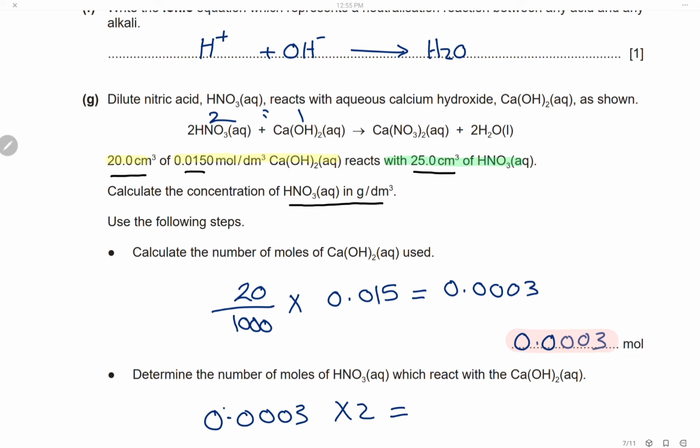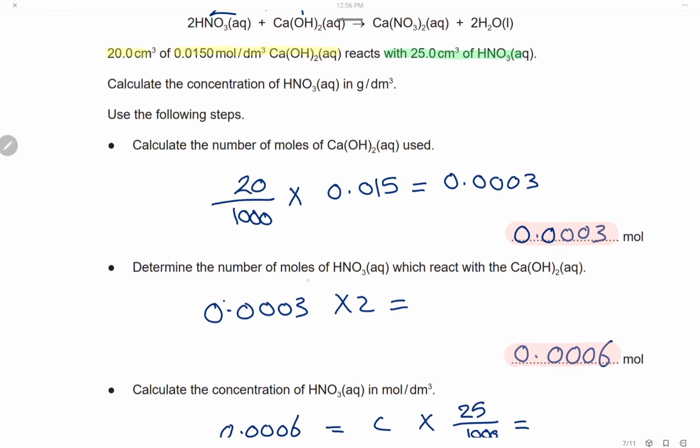To calculate the number of moles, we multiply the volume in dm3 by the concentration. First, to convert the volume into dm3, we divide 20 cm3 by 1000, then we multiply by the concentration, which is 0.015. So the number of moles of calcium hydroxide will be 0.0003.